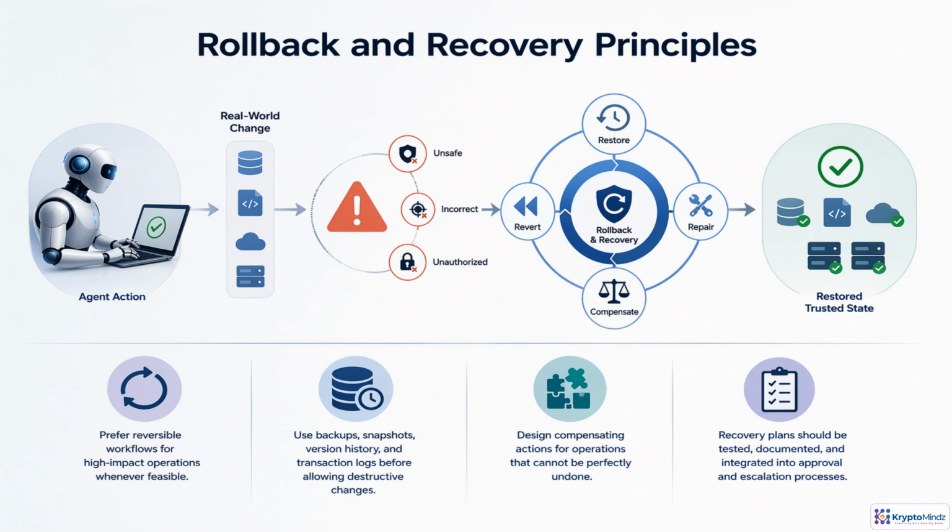When agents can change real systems, safety depends on more than preventing mistakes. We also need a way back. For high-impact actions, prefer workflows that can be reversed before damage spreads. Before destructive changes, capture backups, snapshots, version history, and transaction logs, so recovery has evidence to work from.